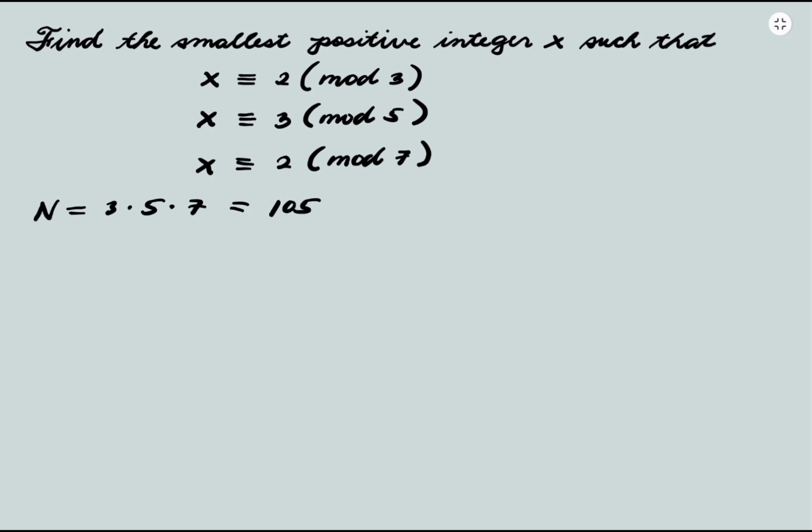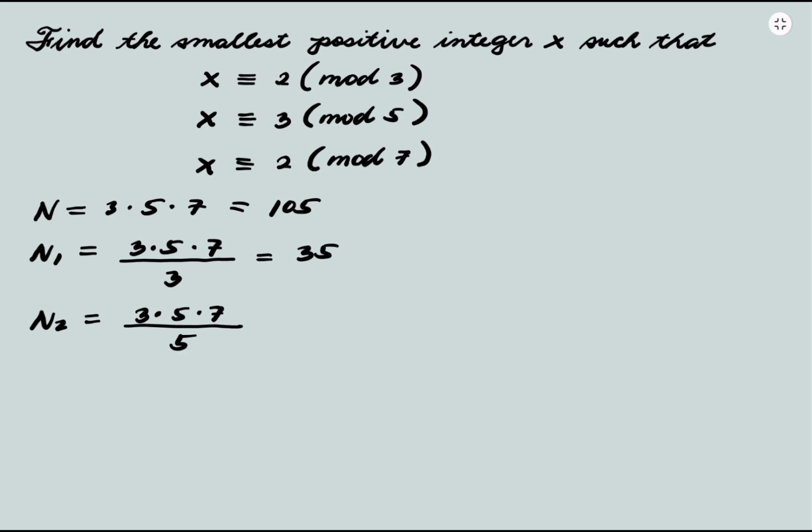Next step is to compute the partial products. So we have n sub 1 is equal to 3 times 5 times 7 divided by 3, because that is the first modulo, right? And that is 35. n sub 2 is equal to 3 times 5 times 7 divided by 5, and that is 21. Next is 3 times 5 times 7 divided by 7, and that is 15.